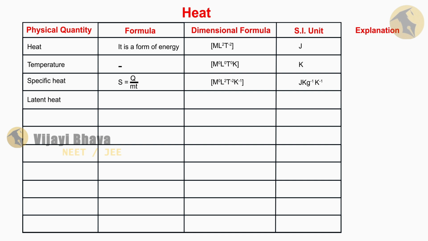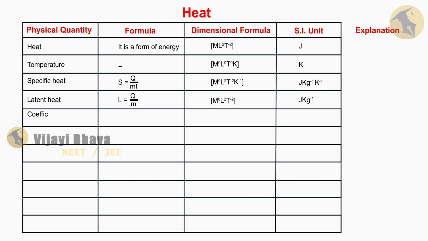Latent heat is obtained from the formula Q is equal to mL, from where we can write L is equal to Q by M, L being latent heat, Q being heat energy and M being the mass. Now heat energy's dimensional formula is M1 L2 T minus 2, divided by mass, which is M1. M1 and M1 get cancelled, so the dimensional formula of latent heat becomes M0 L2 T minus 2.